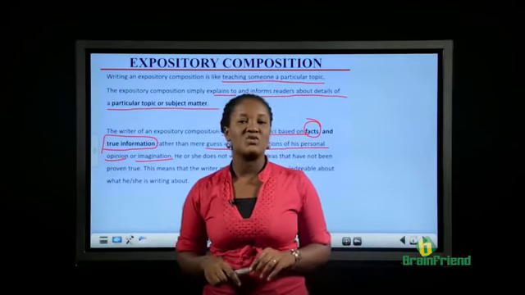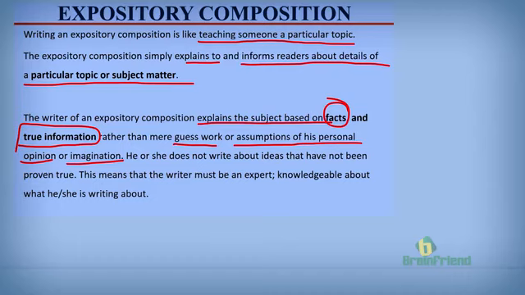For instance, if you want to write about the solar system, you must have studied and known how many planets are in the solar system. You must also have studied about the planets in relation to the sun. So you must know all the facts that surround the solar system before you can confidently teach or write an expository essay about the solar system.